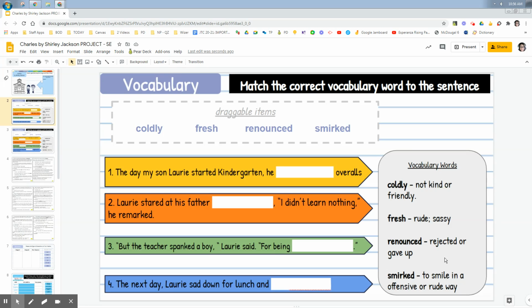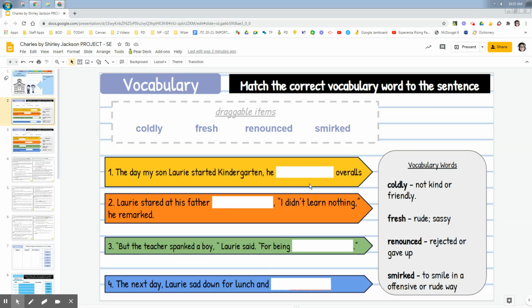So what you're doing on this slide and the next is you're going to read each sentence, and then you're going to determine, using context clues and these definitions on the right, what best word goes in these white blanks. And I'll do the first one for you. Number 1 says, the day my son Lori started kindergarten, he blanked overalls. So overalls, I know, is a piece of clothing, something that you wear. And then Lori is the character, he's starting kindergarten. So what is he doing with these overalls?